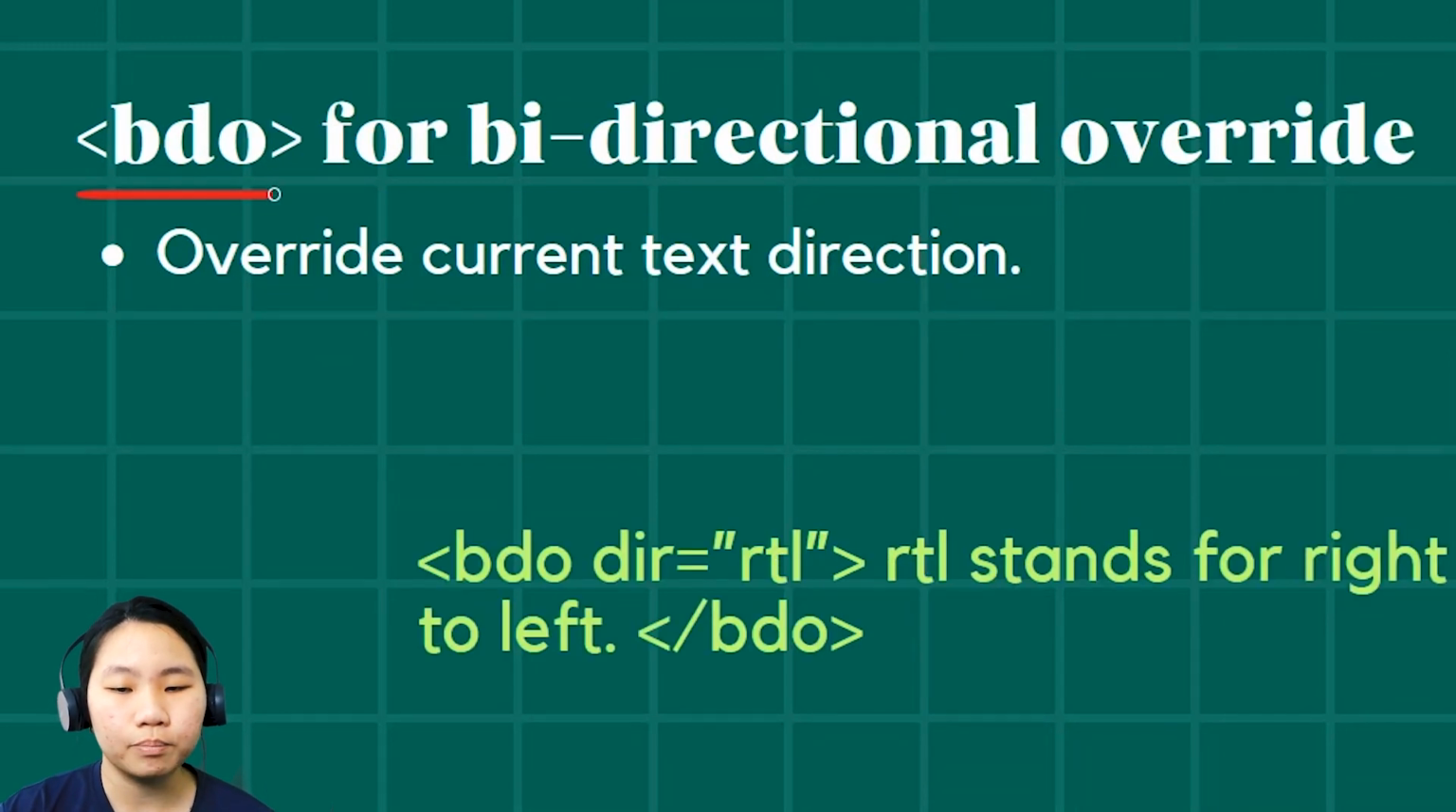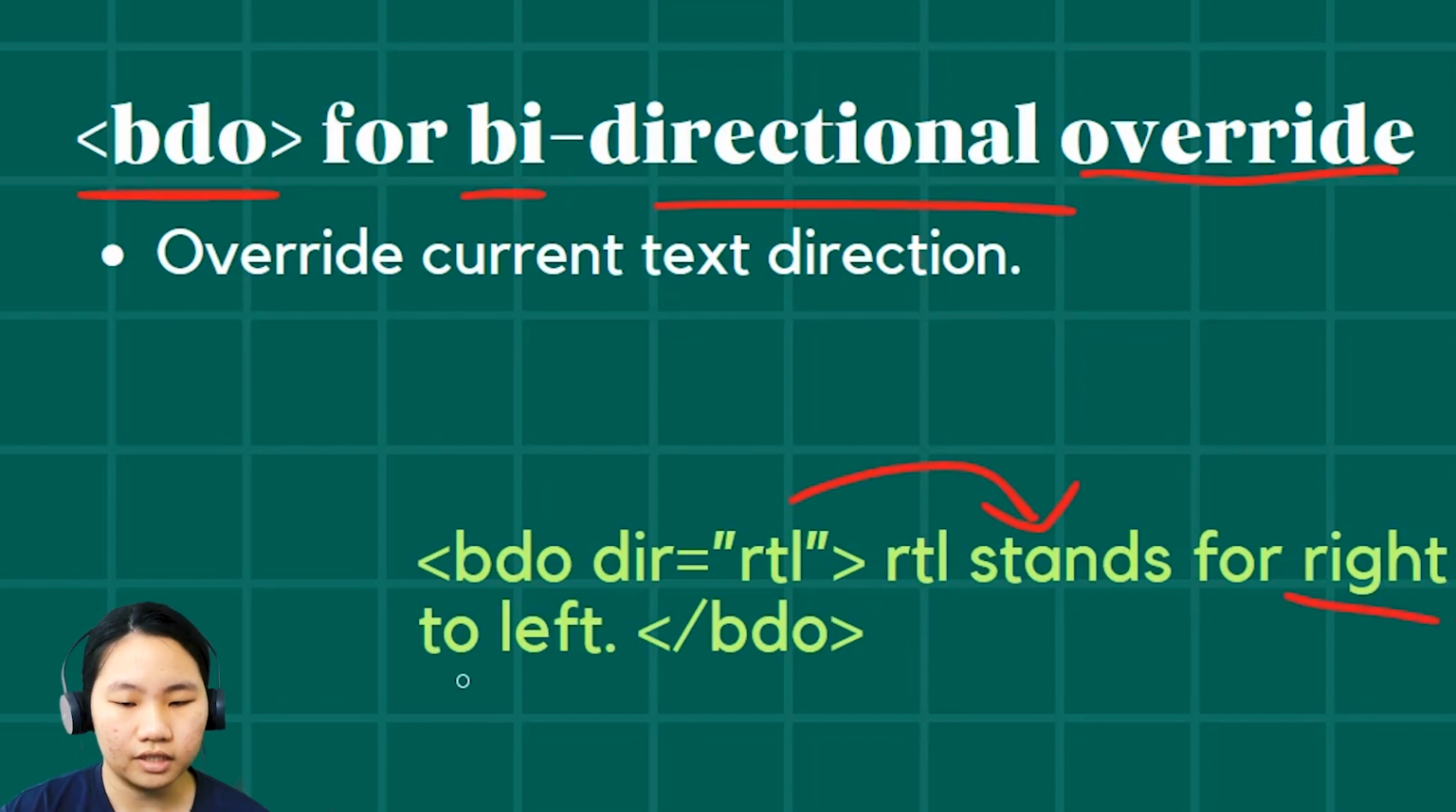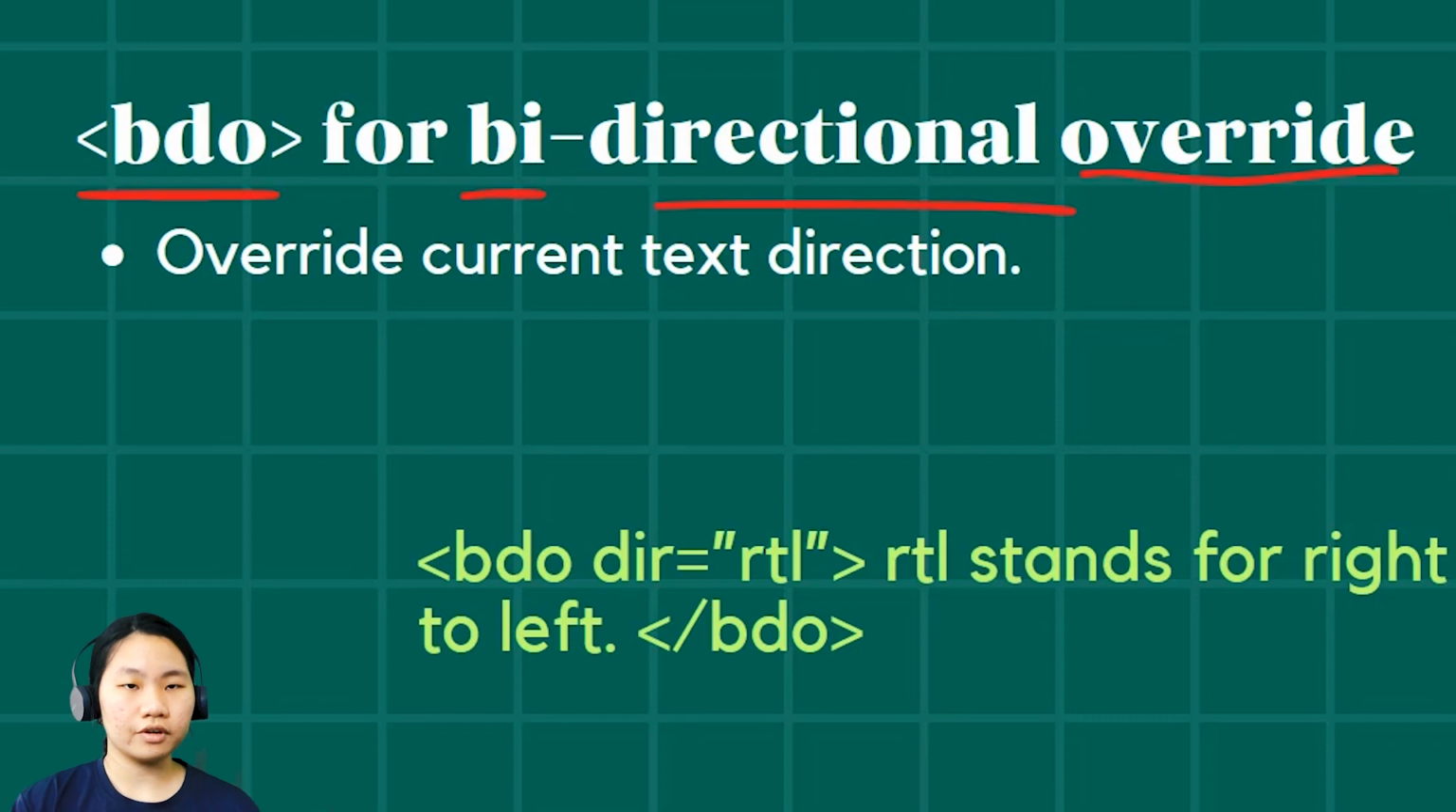Last but not least, BDO. BDO stands for bidirectional override. What does that mean? Maybe you don't want the text from left to right, you want it from right to left. You can use the BDO for that, right? And RTL stands for right to left. But if you don't want that, you can go LTR for left to right. All right, that's it for theories. Let's move on to a little bit of practice.